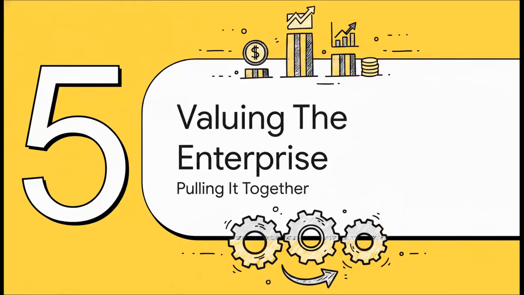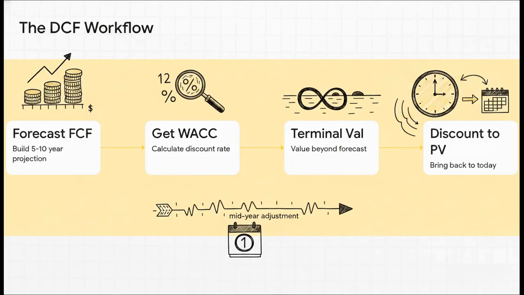Section 5. Valuing the enterprise. Now let's pull all three of these pillars together into the actual chronological workflow your finance team executes. First, they forecast the free cash flows. Second, they calculate the WACC, the discount rate. Third, they calculate the terminal value for the years beyond the forecast. And finally, they discount it all back to present-day value.